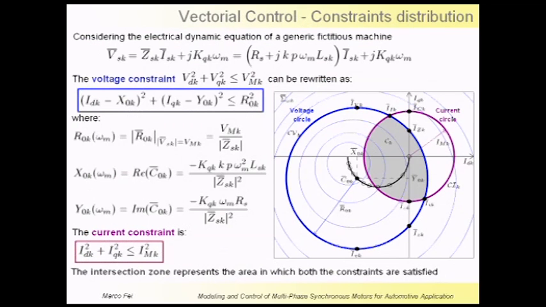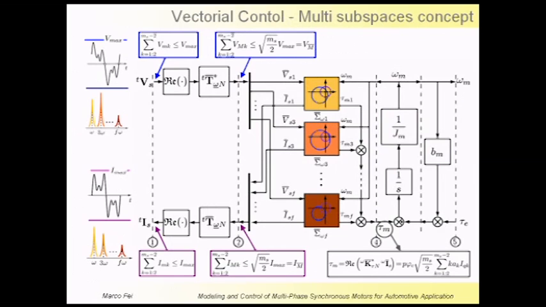Considering the generic electrical equation of a fictitious machine, the voltage and the current constraint can be represented as a circle equation, and only the intersection zone between these two circles can be used in the control. Distributing the voltage and the current constraint into the components VMK and IMK, you can modulate the amplitude of the radius of this circle. So this is the situation.